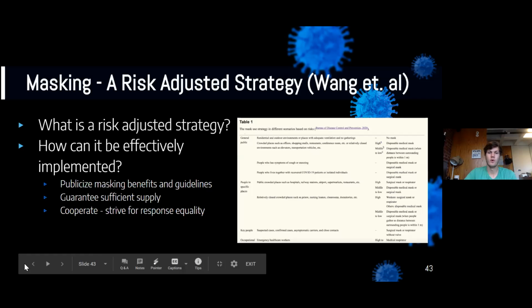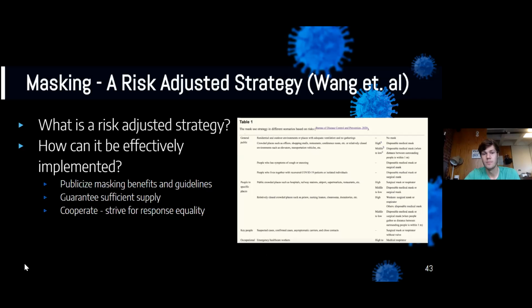So an effective way of implementing masking might be this risk adjusted strategy. And what is a risk adjusted strategy? It's essentially saying, in this situation, there's this level of risk, and this is the type of mask that you should or shouldn't wear. And it essentially is hoping to give people more freedom in what mask they wear, as well as reducing the strain on mask supply, right? Because if you don't have to wear a surgical grade mask, then maybe it's better to let the medical personnel use it, while you wear a cloth mask, something like that.